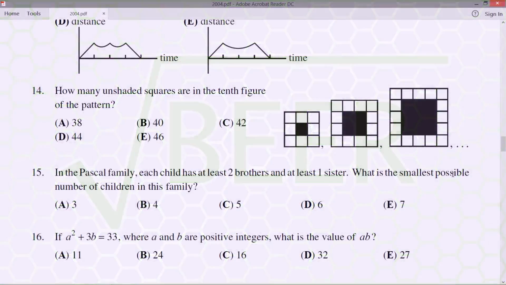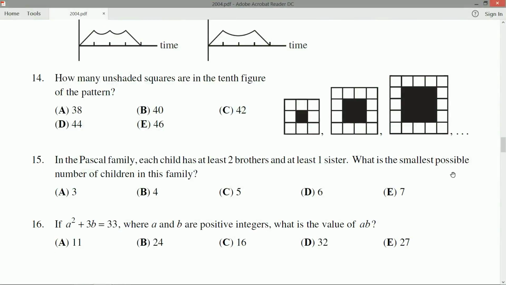We're looking at the 2004 Pascal paper, and we're on question number 14. How many unshaded squares are there in the 10th figure of this pattern? Okay. So, what we could do is either start counting out the number of squares and see if we can notice a pattern, although there's only 3 of the figures to work out. Or we could make an observation.